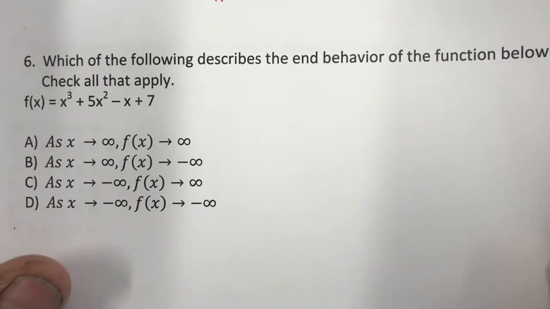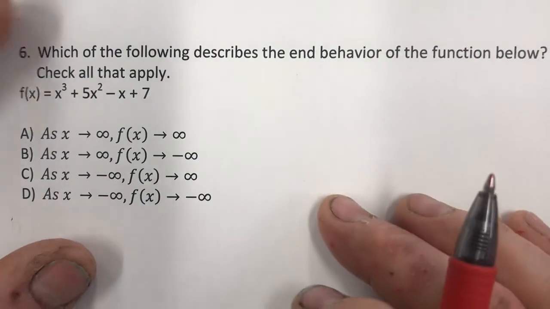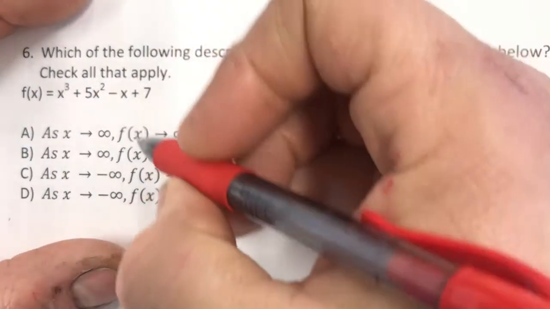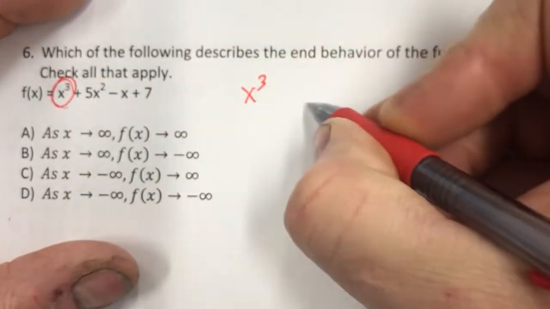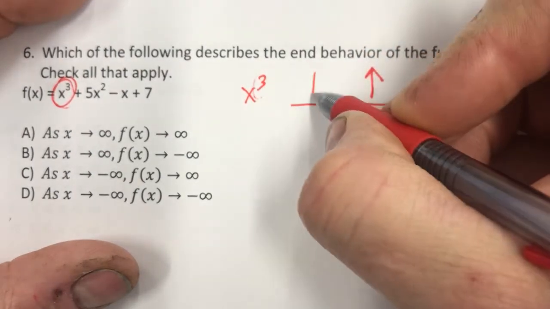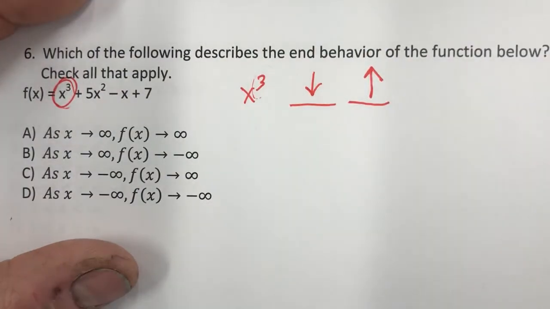All right, number 6. Which of the following describes the end behavior of this function below? All right, look at your leading coefficient, leading term, which is x to the third. It's positive, so that means on the right side it goes up. But since it's an odd power, the left side must go down. So there's what my end behavior looks like.